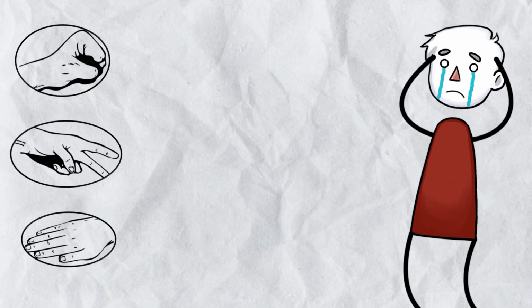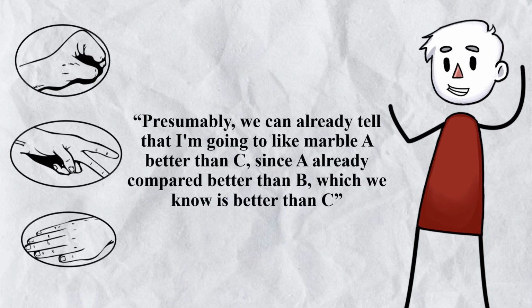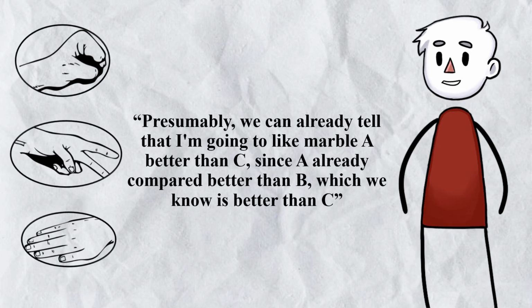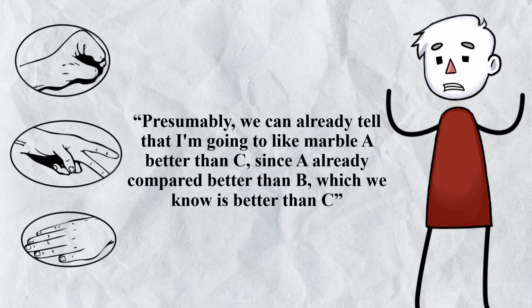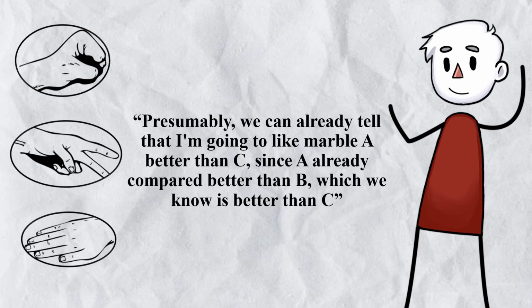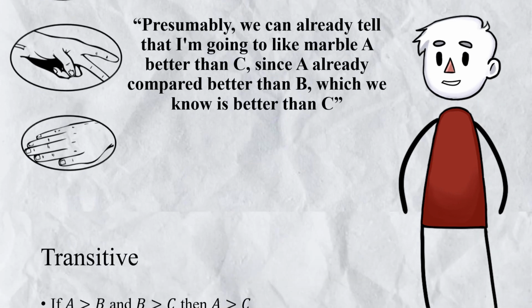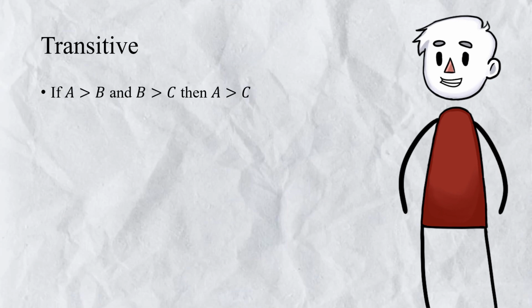what went wrong here? Think back to 1,542 words ago when I said, presumably, we can already tell that I'm going to like marble A better than C, since A already compared better than B, which we know is better than C. That first word wasn't an accident. That was an assumption. We assumed that the list of elements was transitive. That's the mathematical way of saying exactly that. When A is greater than B and B is greater than C, A must also be greater than C.